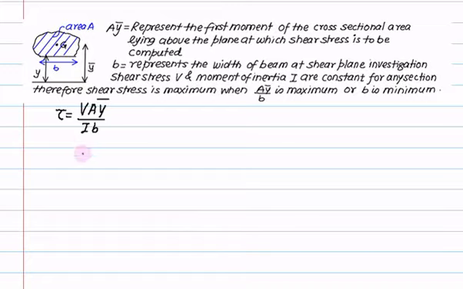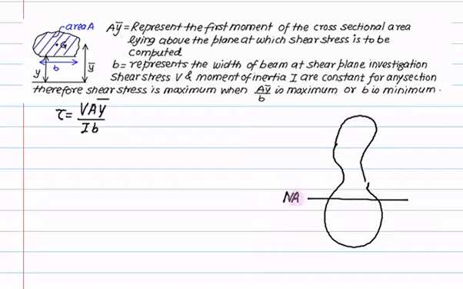So the shear stress at any point is given by the shear force at that section multiplied by area multiplied by y bar, divided by I multiplied by b. Here A into y bar represents this: suppose you are given any section like this one, and your neutral axis is somewhere here, and we want to know the shear stress on this line, which is at a distance of y. So you have to consider this entire area.